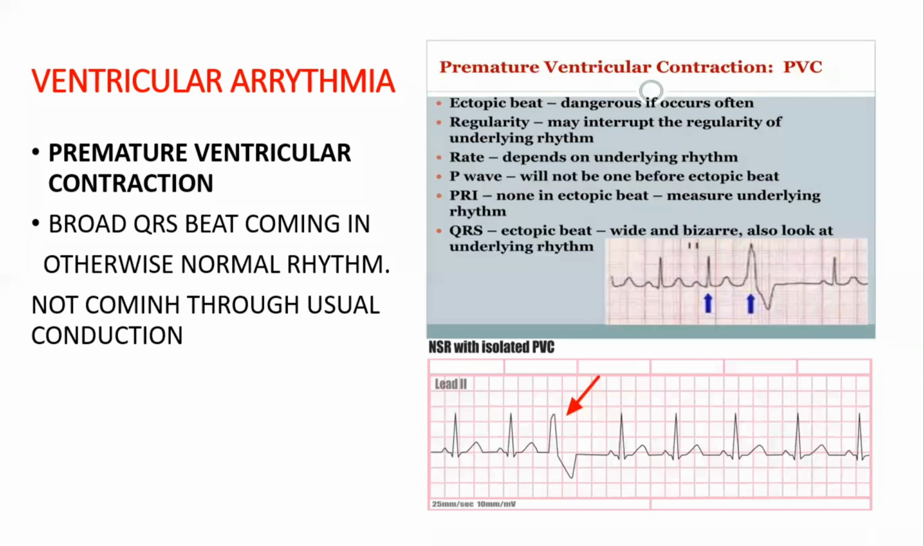Hi friends, next part in the ECG summary is ventricular arrhythmias. First, we will learn about premature ventricular contraction. Broad QRS beat coming in otherwise normal rhythm, it is not through the usual conduction. Ectopic beat, dangerous if it occurs often, may interrupt the regularity of the underlying rhythm. There will be no P wave before the ectopic beat.